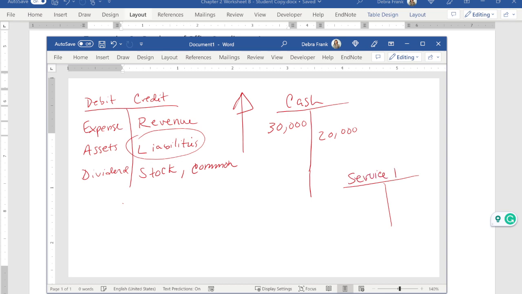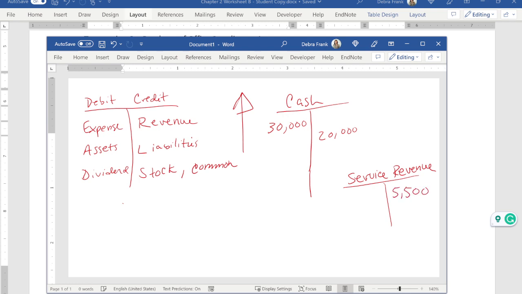That's an R. That's awful. Service revenue. And so when revenue increases, now we get to record some revenue, right? So that account's going to go up. When it goes up, it's on the right side, the credit side. And that was for 5,500.